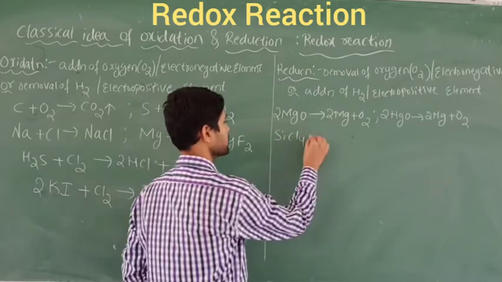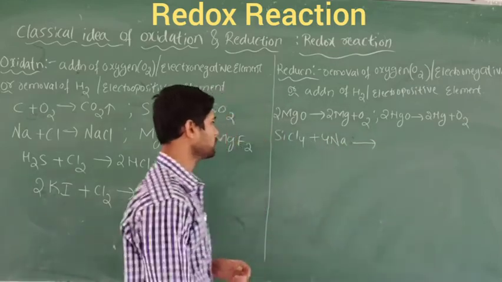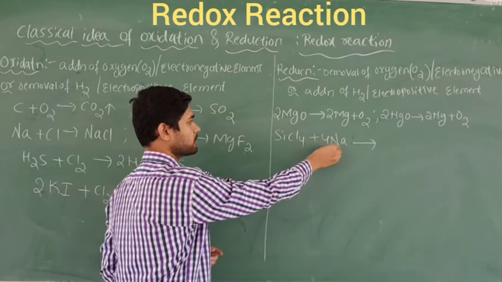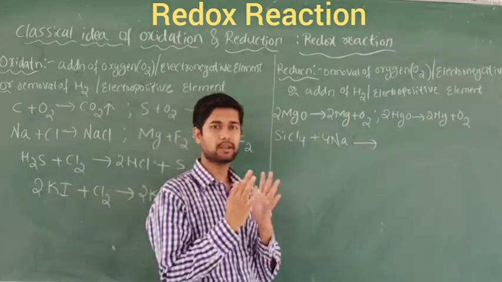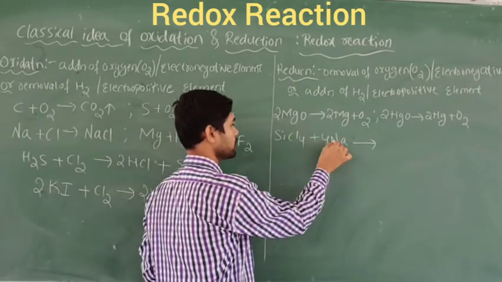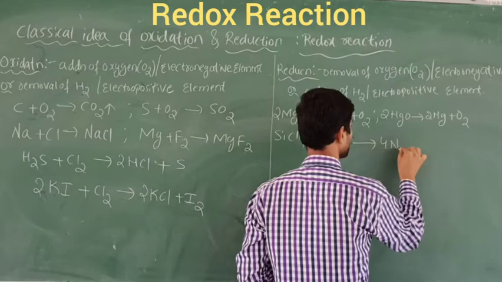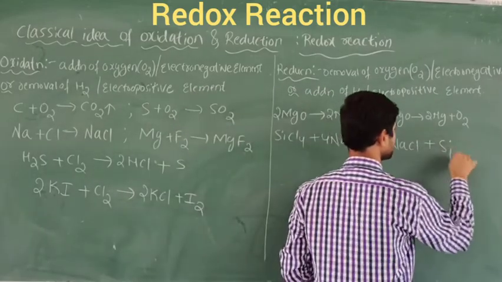SiCl4 plus 4 times Na. So after the reaction, what will be formed? The Cl is going to combine with the electropositive element, because electropositive and electronegative elements always have the greater bond capacity. So that's why 4 chlorine and 4 Na become 4 NaCl. What is remaining? We are left with the silicon.